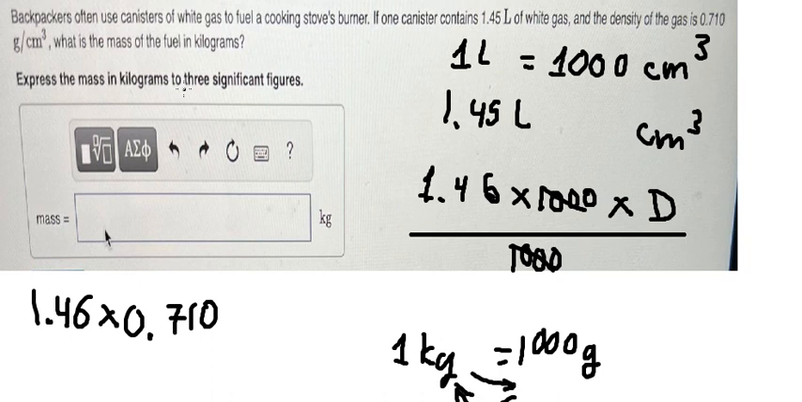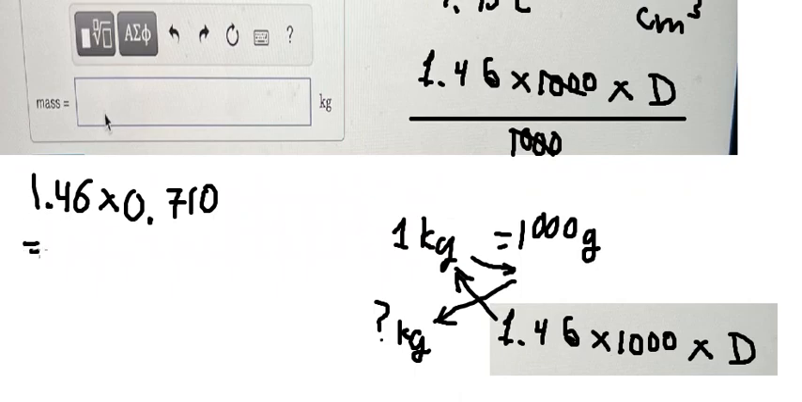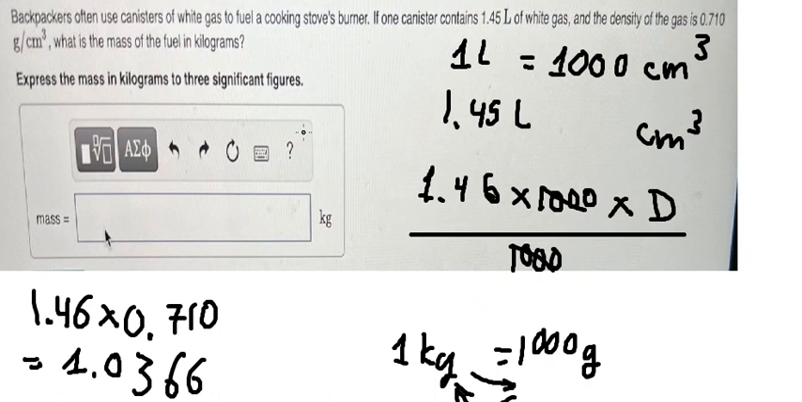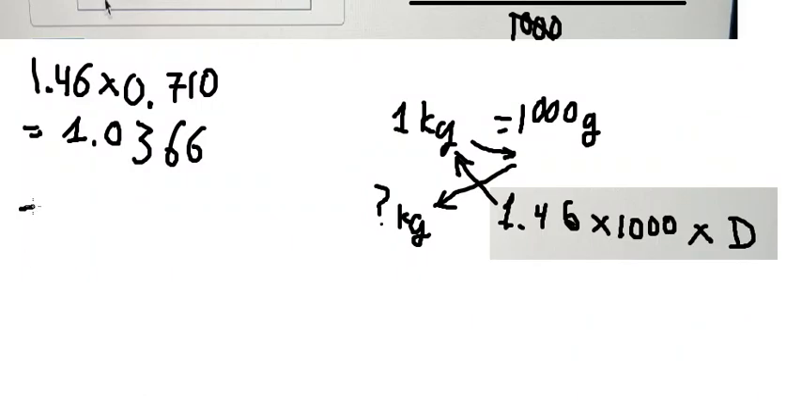And the question asks for 3 significant figures. So that should be 1.0366, because we only have 3 significant figures. So we need to round up to 1.04, because the number 6 is bigger than 5. That's why we round up the number in here.